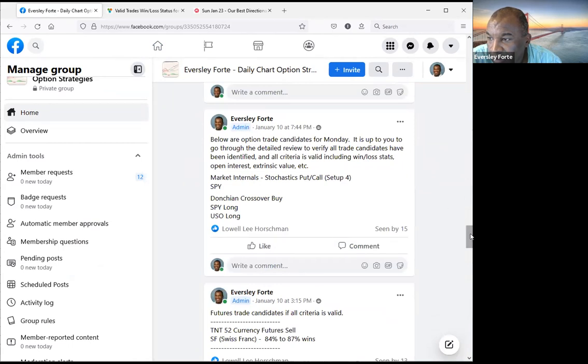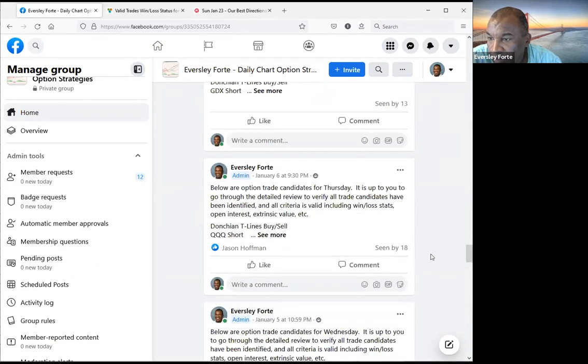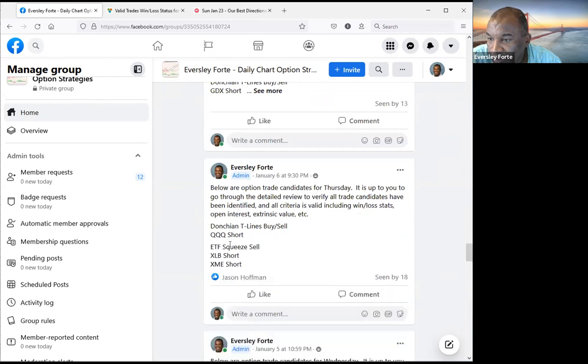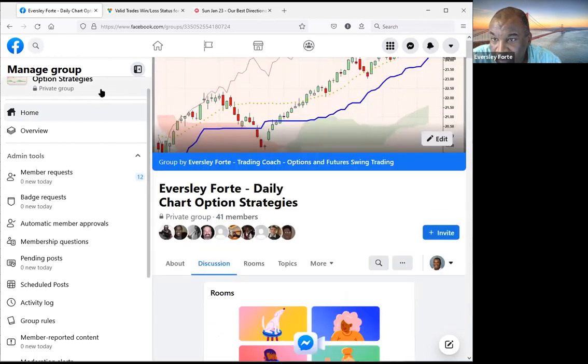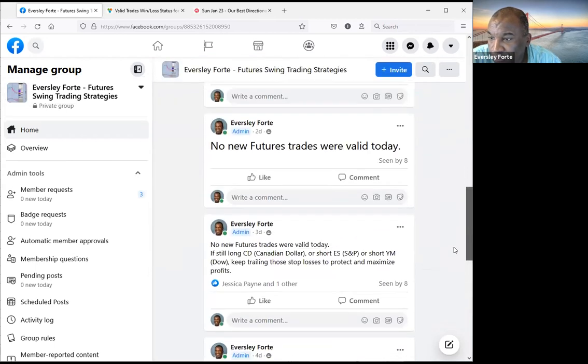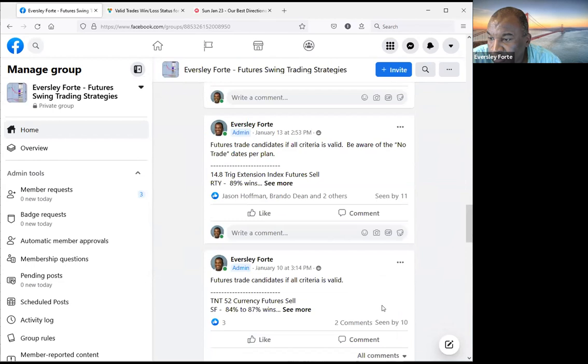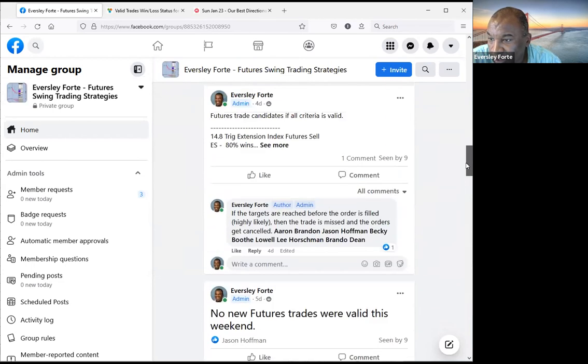So every evening I place what's valid in here. These are all the short trades that were happening over the last couple of weeks, and they're all hitting now. So hopefully people got into them. And then we have the second page for the futures. So two separate groups. This is the futures. This was a nice week for shorts on the indices.